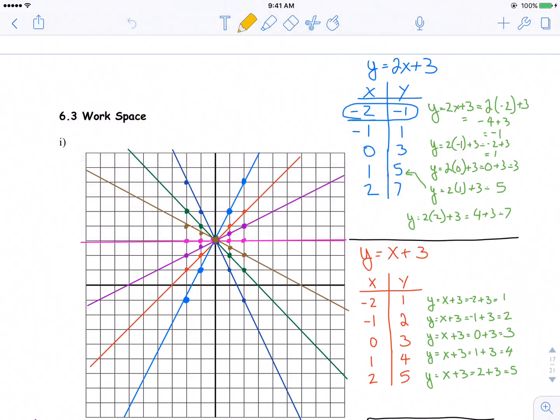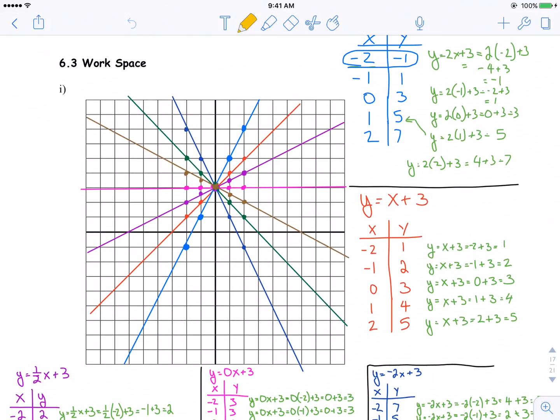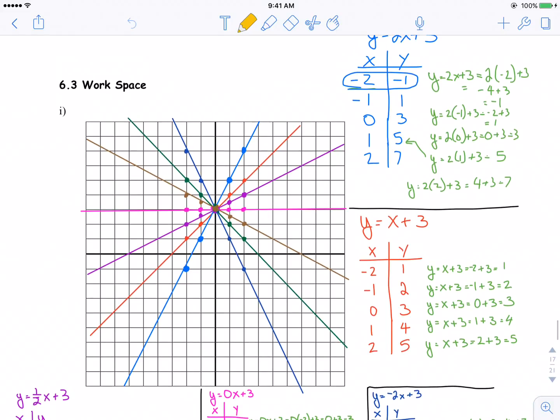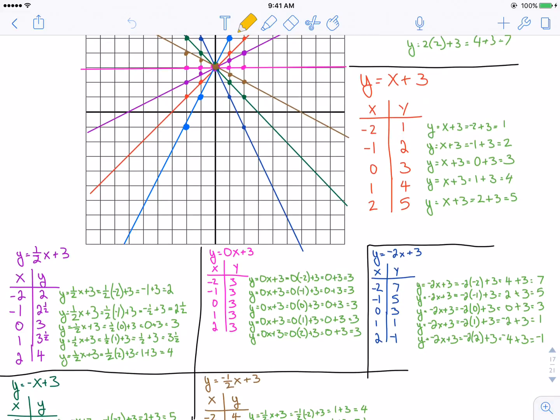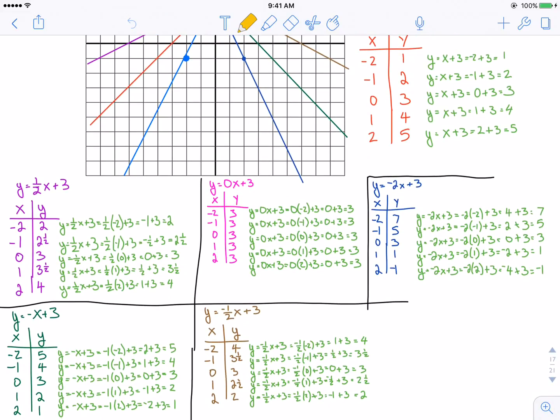So the first set of equations that you were given, y equals 2x plus 3, y equals x plus 3, y equals 1 half x plus 3, y equals 0x plus 3, y equals negative 2x plus 3, y equals negative x plus 3, and y equals negative 1 half x plus 3 are all graphed right here for you. All 7 equations. So I did the first one in the first example. Here's the answers, which I posted as well for the rest. Okay. And then you were asked some questions.